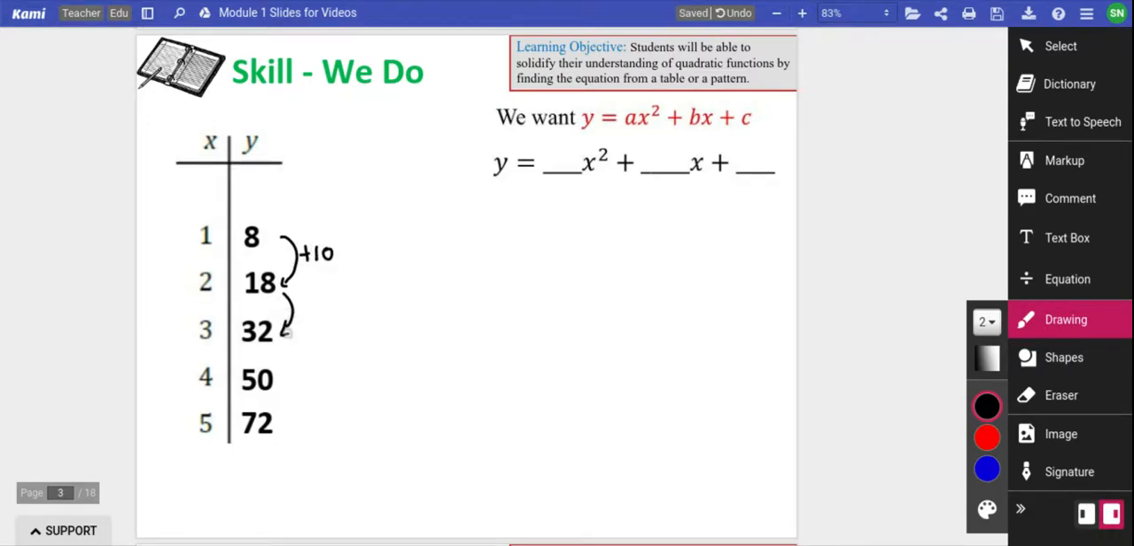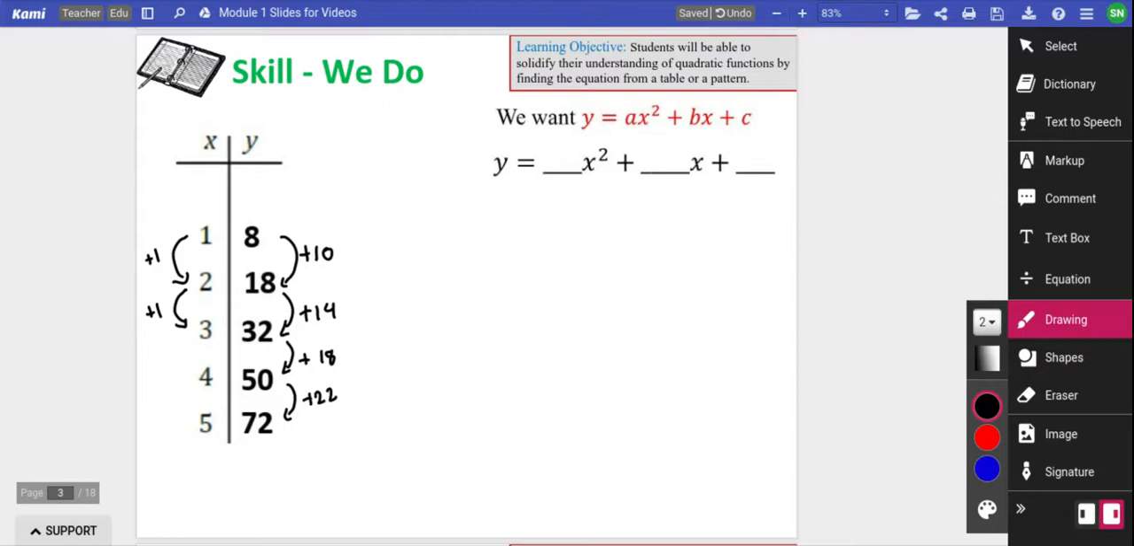How do I go from 18 to 32? I need to add 14. How do I go from 32 to 50? I need to add 18. And to go from 50 to 72, I need to add 22. Now, I also need to check on the other side. How do I move from 1 to 2? Add 1. On the left side, I'm always adding 1. Make sure that's the case.